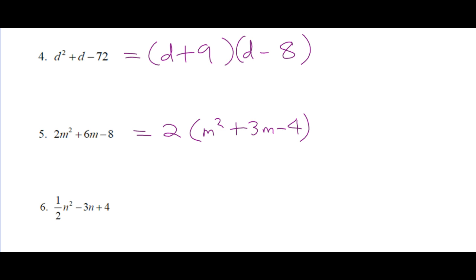And now we look at this and we say, okay, so the 2, it's still there. I got two brackets. I got an m plus and I got an m minus, right? Last term is negative, so I need two numbers that multiply to 4 and differ by 3. 4 and 1. And the larger one is positive. So there we go, right? Now if I multiply that out, I get m squared minus m plus 4m is plus 3m minus 4. And then I multiply this out, 2m squared plus 6m minus 8.